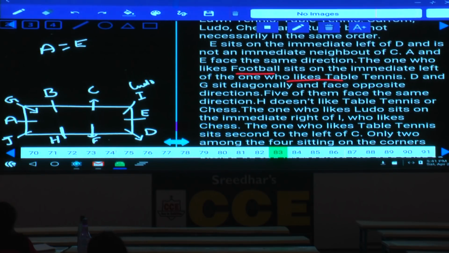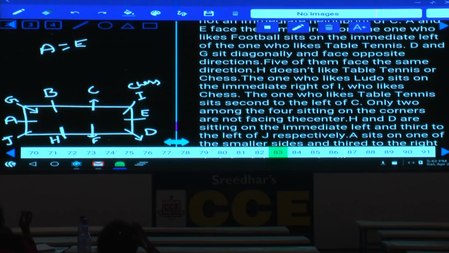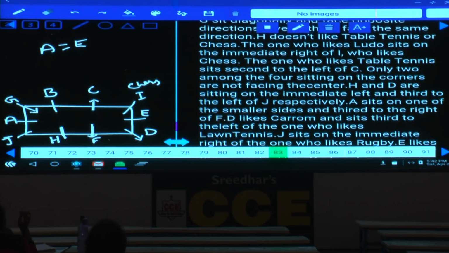H does not like table tennis or chess. And the next one, the one who likes Ludo sits on the immediate right of I who likes chess. I likes chess, and the one who likes Ludo is to the immediate right hand side of whom? Immediate right hand side. And only 2 people among the 4 are H and D, sitting to the immediate left and third right.